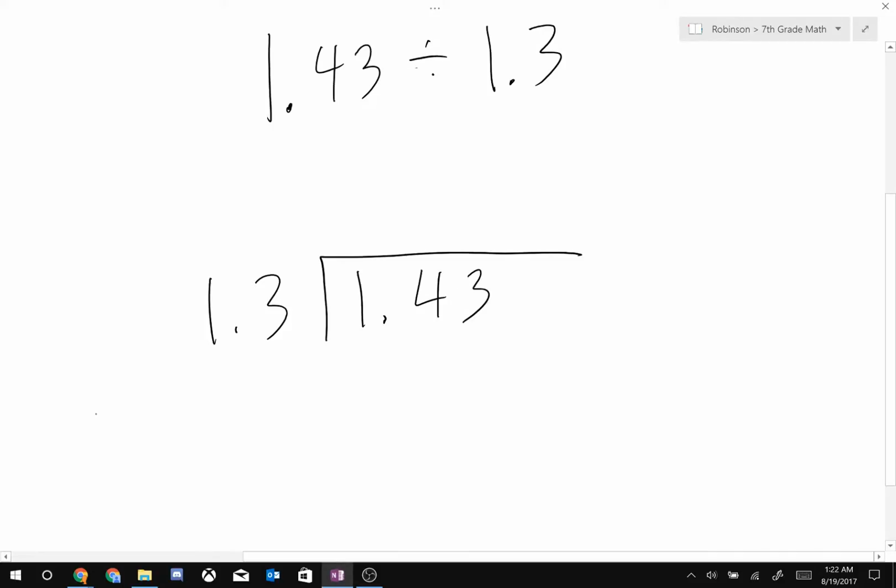Now, since the 1.3 has a decimal, we don't want to deal with that. So what we're going to do is move the decimal over to the right until it turns it into a whole number. Luckily for us, that happens after one movement. Okay? The catch is that because we have moved this decimal on the outside, we also have to move the decimal on the inside the same amount and the same direction. So I'm going to take this decimal and also move it over one space.